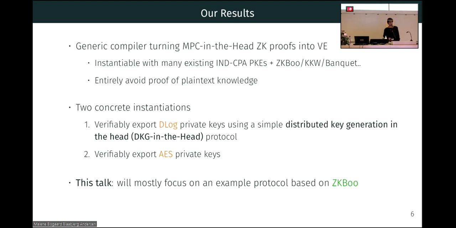And one nice feature is that we can entirely avoid the proof of plaintext knowledge. And then we have two concrete instantiations. One is a verifiable export of a discrete log private key. And this can be achieved using a simple distributed key generation in the head protocol that we have in the paper. Also, with another approach, we can achieve a verifiable encryption of AES private keys. But in this talk, I will mostly focus on the example instantiation based on ZK, because this is a very nice, canonical and simple protocol. So hopefully this is going to convey the main idea of this work.